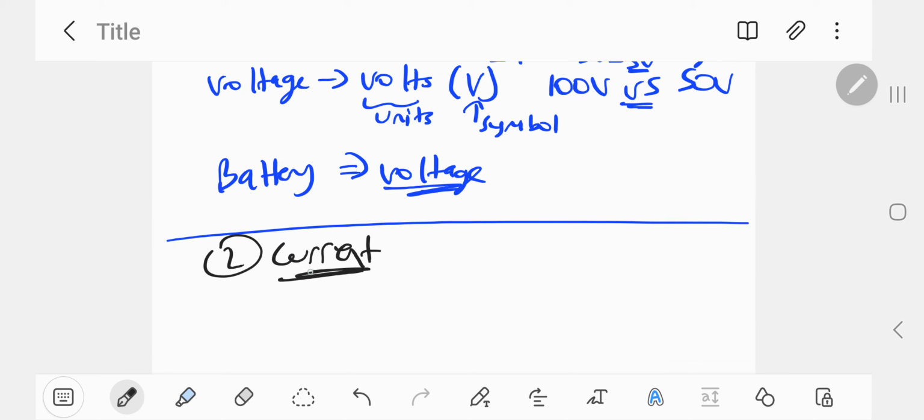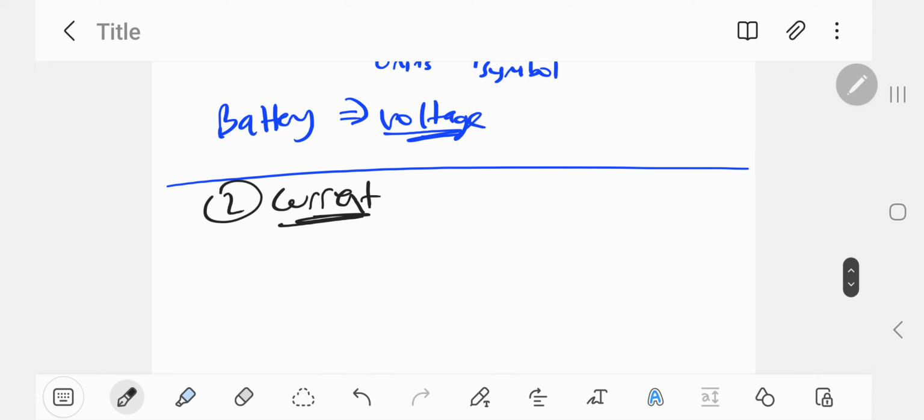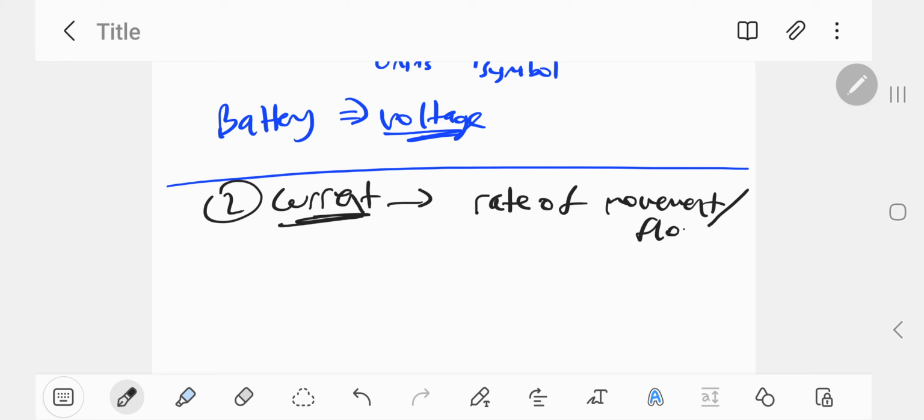Okay, I'm sure you've heard the word current before. Think of current in a river. Someone says there's a high current, it's probably best not to jump in the river. High current means there's lots of water flowing. Similarly, in a circuit, if there's lots of current, there's lots of charge flowing. So current is defined as the rate of movement or flow of charge. How much charge is flowing through a particular point in a circuit.